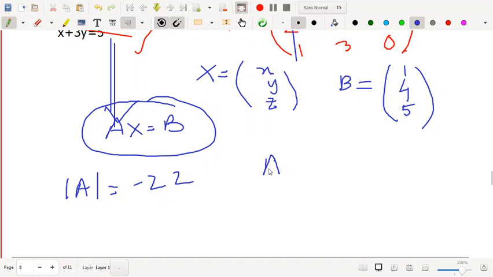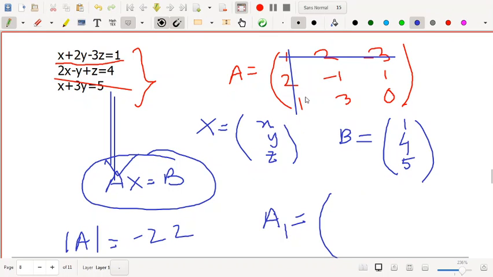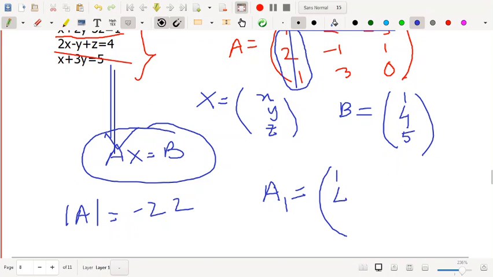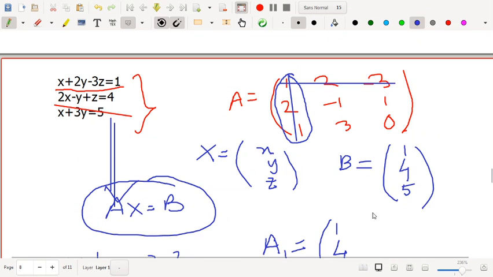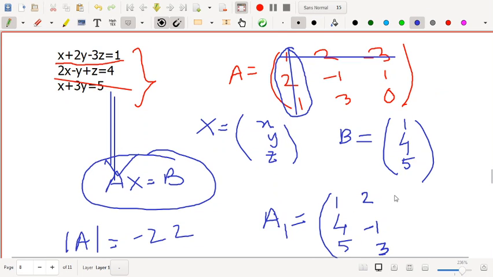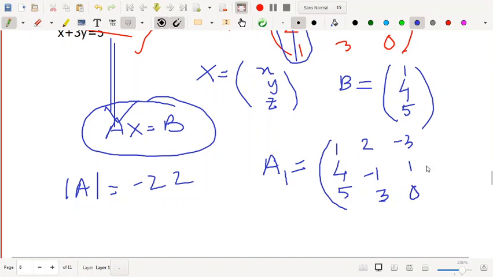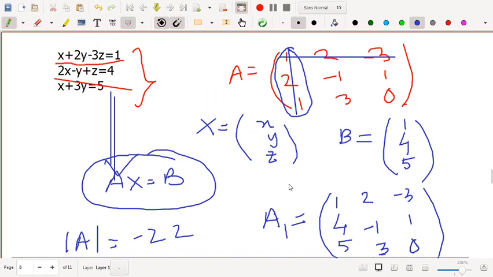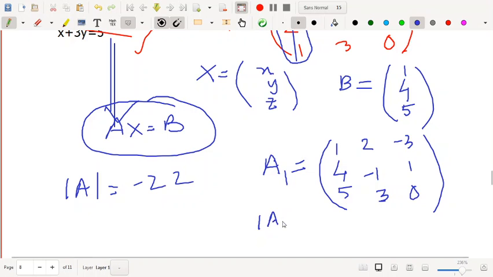And what is A1 in this case? A1 is replacing the first column. What is the first column? First column is 1, 2, 1. So replacing the first column by 1, 4, 5, the matrix is 1, 4, 5 and 2, minus 1, 3 and minus 3, 1, 0. This is the A1 matrix, replacing the first column by 1, 4, 5, and you can get the value of this determinant A1.